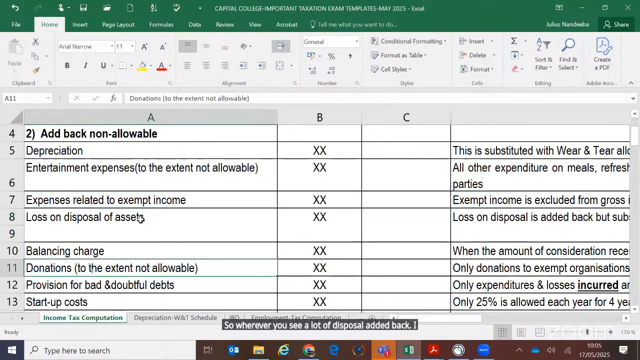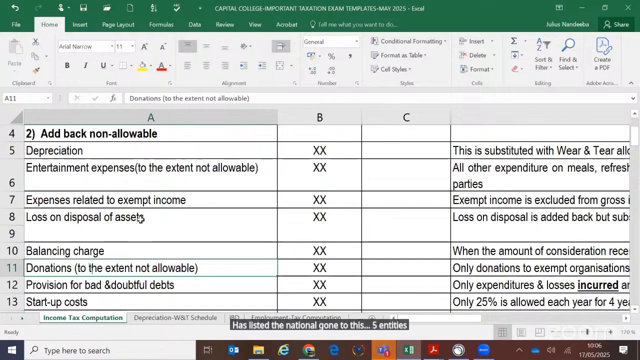I want to first jump to the balancing charge. Donations. Guys, just put it in your head that generally we do not allow businesses to make donations. We only allow them in exceptional circumstances. The only time you're going to allow a donation is when it has been given to these 5 entities. Whatever way the examiner is going to confuse you, when you see a donation, ask yourself, has this donation gone to these 5 entities?